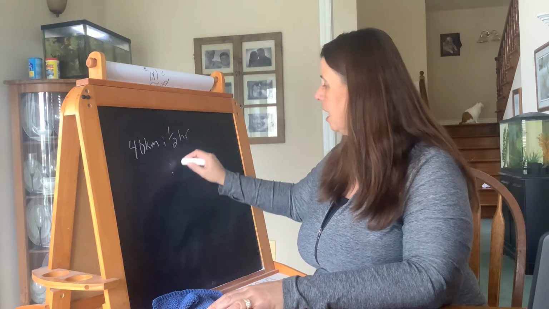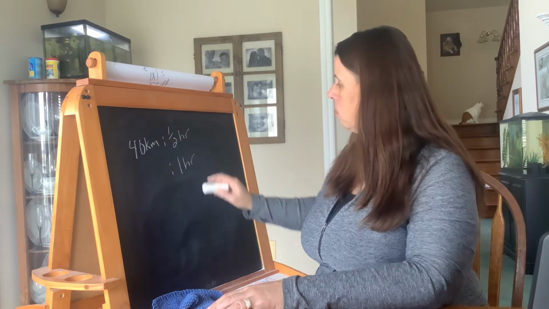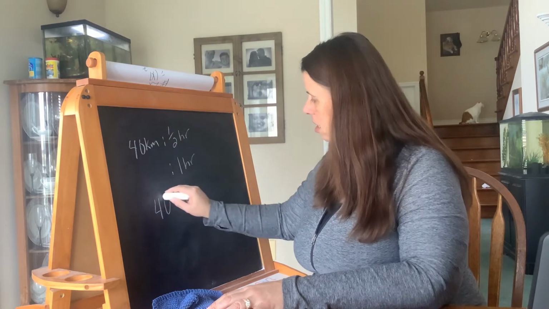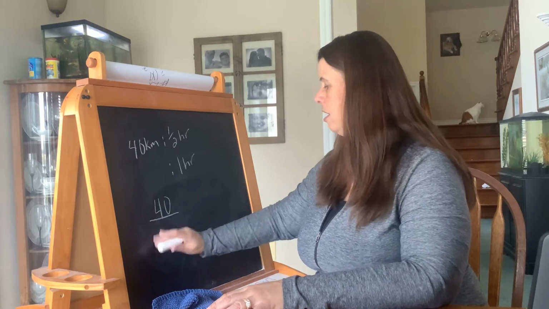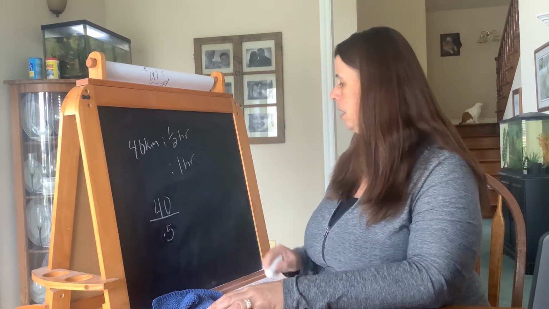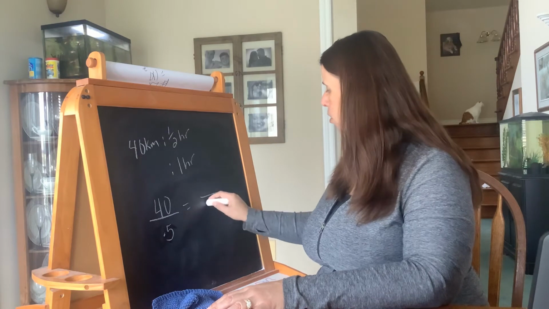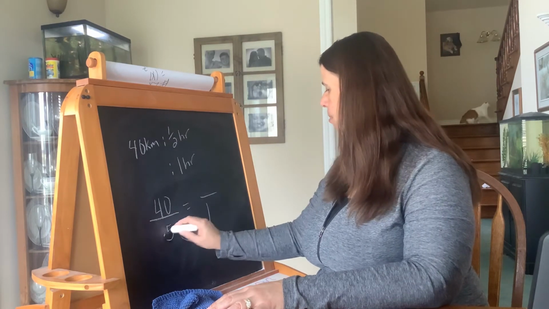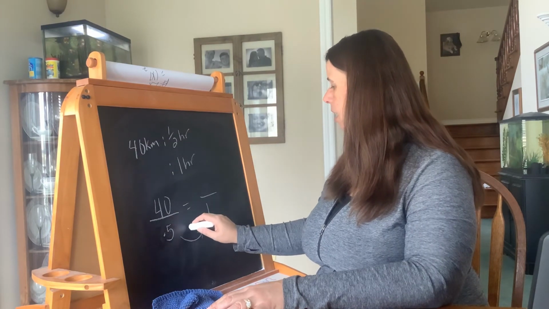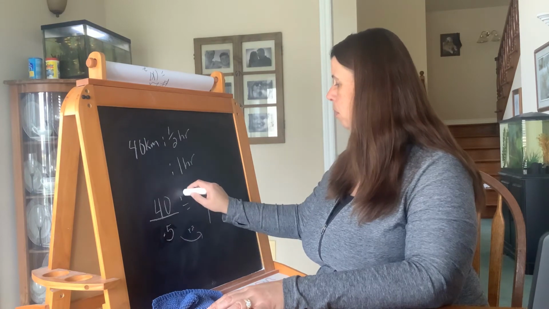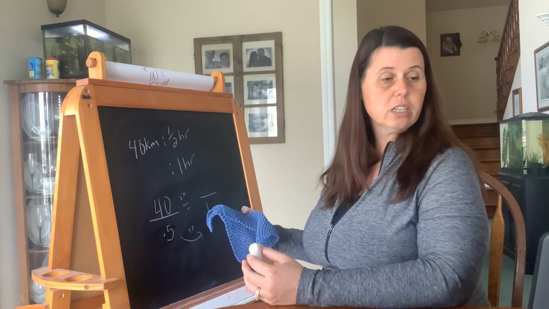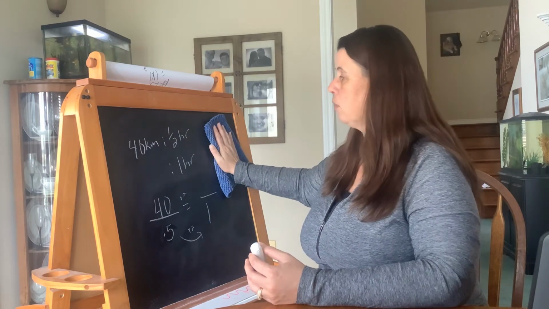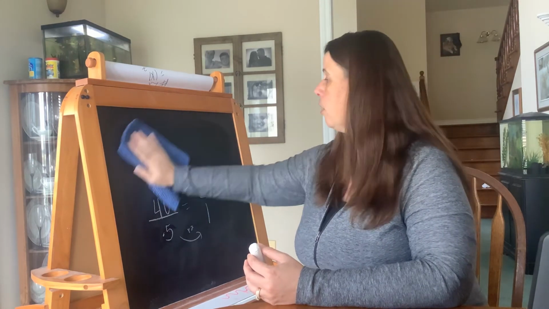So we need to get this to 1 hour. Well, 40 over half, or I would write it as 0.5, is what over 1? Well, how do I get from half to a whole and then multiply both, okay? So that's the average speed of a truck in an hour, how far it goes.